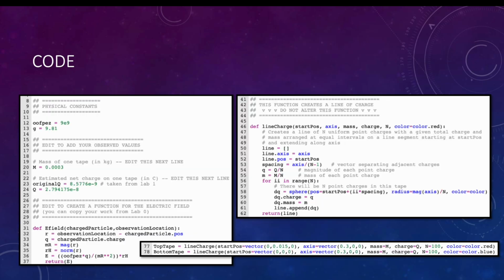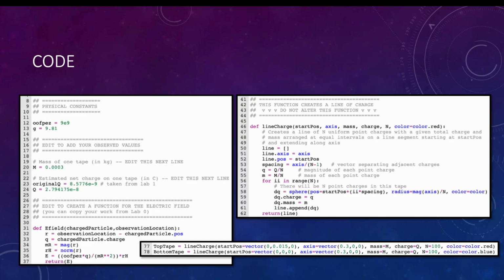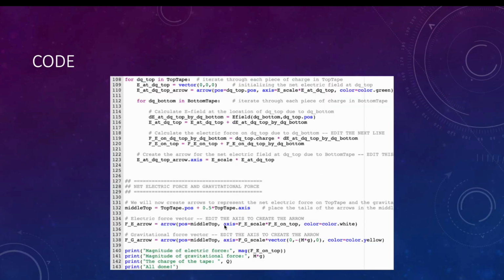Here's the code. Essentially here on the left side, all we did was create the E field function, which is going to be called later. Here is the function to define a line charge, and here we're creating the two charges that are going to be modeled in the visual. And then this is the code that calculates the electric force. This code is an iterative process that goes through each of the 100 point charges given by n equals 100.